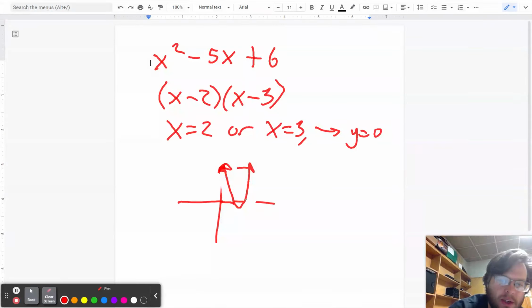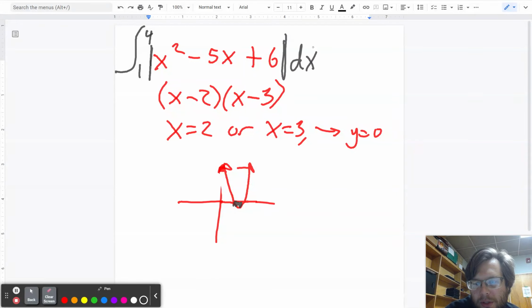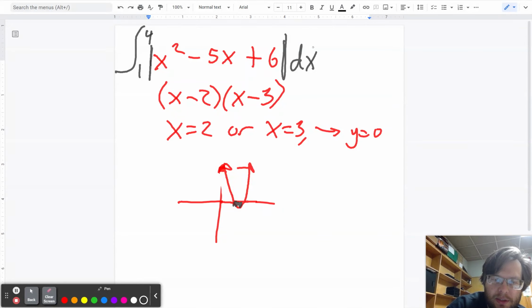So the difficulty here is that if I just took the integral, it would actually subtract this negative area right there. So the question asked me about the total area here between 1 and 4. In other words, it wants me to do this, where I put absolute value bars around it. Well, there's no real closed form antiderivative for absolute values, because it behaves differently at different points. So what you need to do is break it up into different parts.